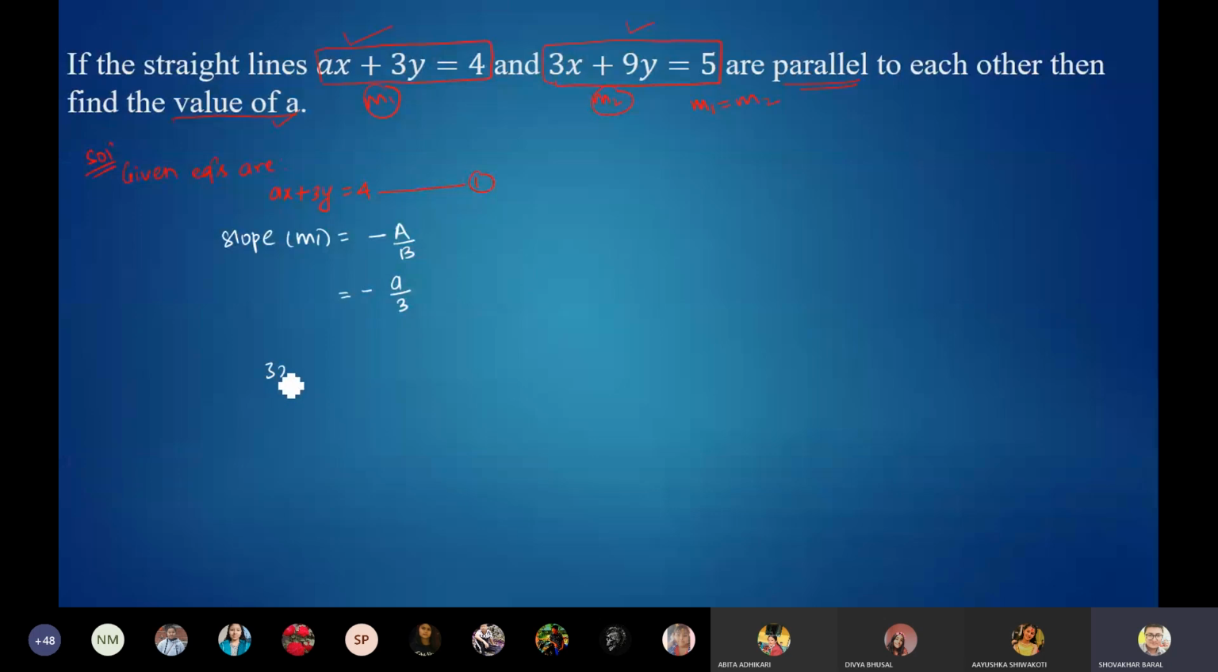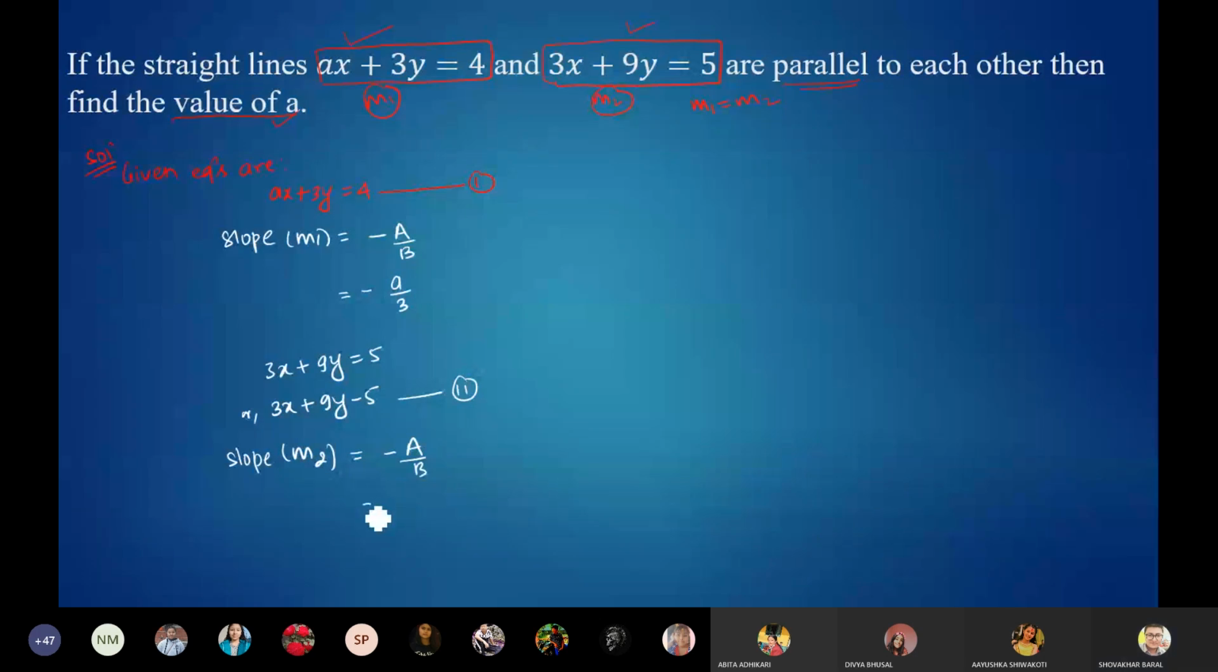There is another equation, that is 3x + 9y = 5. Since x and y are on one side, you need not shift this to the left side, though if you want to shift it, you can. The main thing is that x and y must be on the same side. So slope m2 is equal to -a/b, so it will be -3/9, which is equal to -1/3. Till now you may have understood the whole concept.